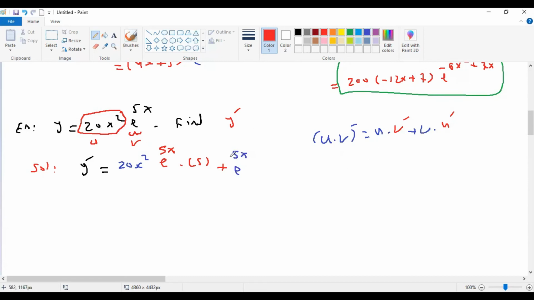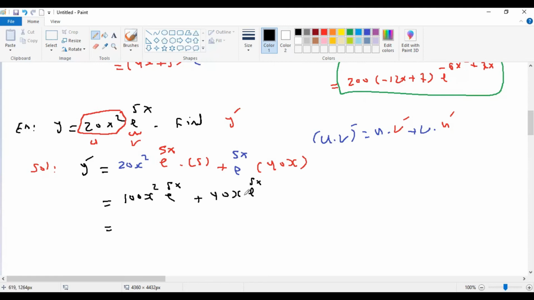So the derivative of 20x squared is 40x. So this can be simplified. You can write it this way, 5 by 20. Okay, so we have 100x squared e to the power 5x, plus this one is 40x e to the power 5x. It can be simplified more, students.